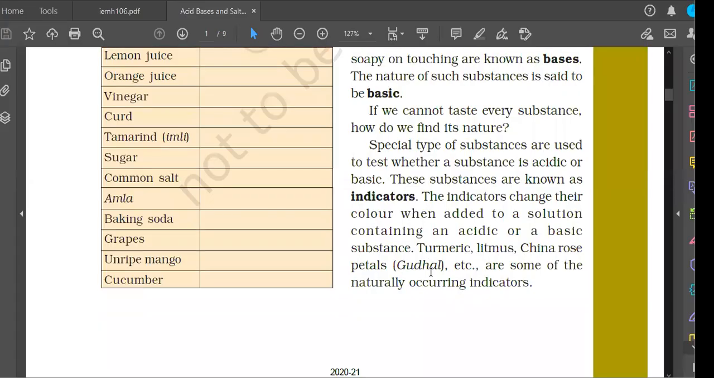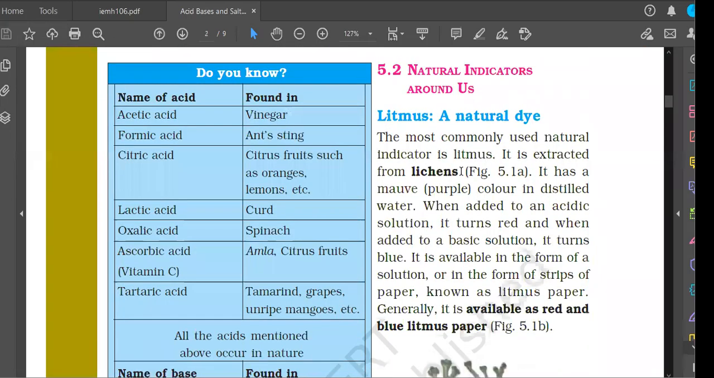So see, these all are natural indicators: turmeric, litmus, China rose, or Gurhal ka phool. These all are natural indicators. Litmus comes from lichens.